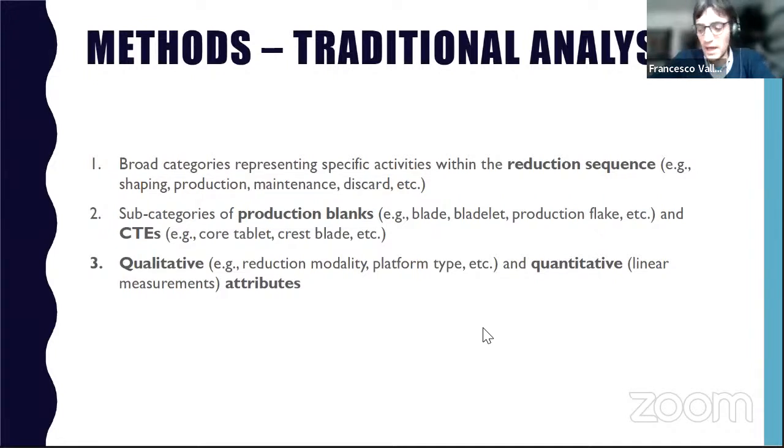Okay, our methods. Our methods combined traditional technological analysis with 3D-based quantitative analysis. Traditional technological analysis consisted of sorting the artifacts into different categories based on their role in the reduction sequence, both general categories like maintenance rather than production, and also finer categories like blade, bladelet, and so on, or different types of cores. Then each of the blanks and of the cores was described based on a series of qualitative and quantitative attributes. So we have a chaîne opératoire and attribute analysis.